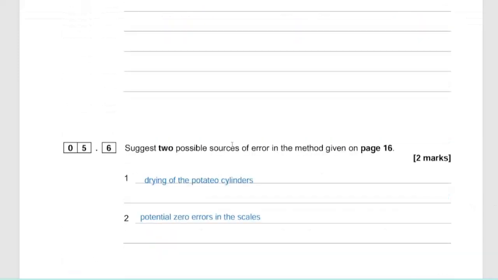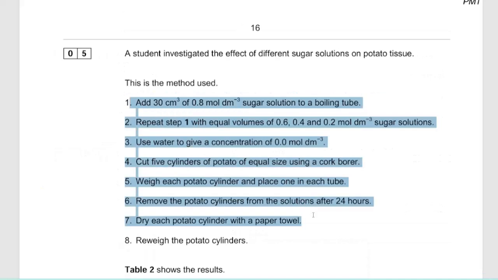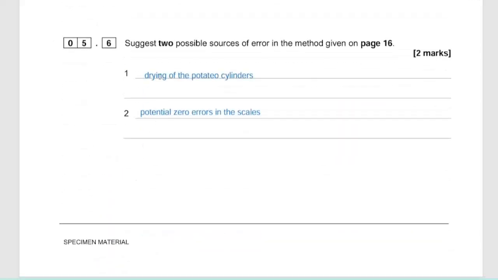And suggest 2 possible sources of errors in the method given on page 16, which is this method. And I just went for drying off the potato cylinders. If you don't correctly dry them off, they're going to weigh more because of the water and the sugar solution left on the outside of the potatoes. And potential errors in the scale. So if your scale is reading greater than 0 when there's nothing on it, that would lead to errors, because what you weigh the potatoes to be will be more than their actual weight.